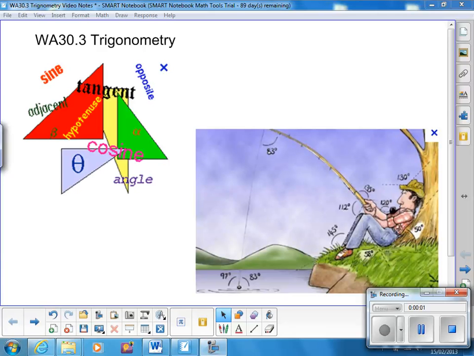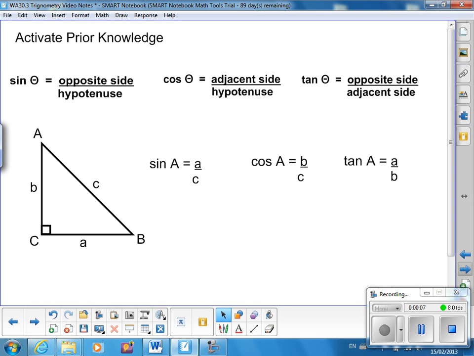Today's lesson is Workplace and Apprenticeship 30.3 Trigonometry. We're going to start off by looking at some of the trig functions we do know, the sine, cosine, and tan functions. Sine is the opposite over hypotenuse.